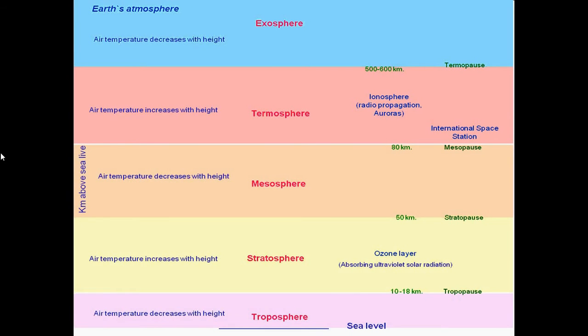Now, reiterating the trends of temperature: as you move up in the troposphere, air temperature decreases with height. With the stratosphere, air temperature increases with height. Mesosphere, the air temperature decreases with height. The thermosphere increases with height. And the air temperature decreases with height when you reach the exosphere. So the tropo, meso, and exosphere all have temperatures that decrease with height, whereas the strato and thermosphere have air temperatures that increase with height.